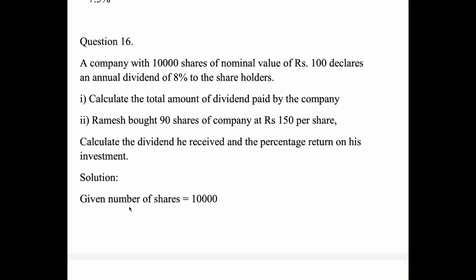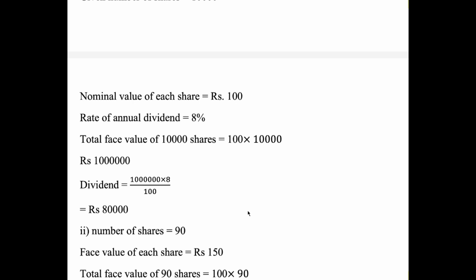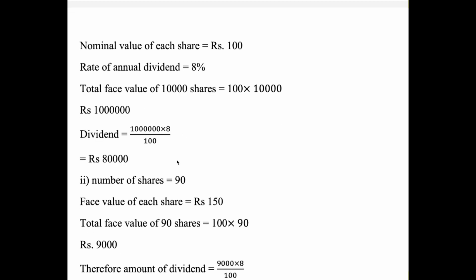So here what is the given information? Number of shares, that is 10,000. Nominal value of each share rupees 100. Rate of annual dividend 8%. So total face value 100 into 10,000 comes to rupees 10 lakhs. Dividend 10 lakhs into 8%, as 8% annual dividend is given over there. So the amount will be 80,000.